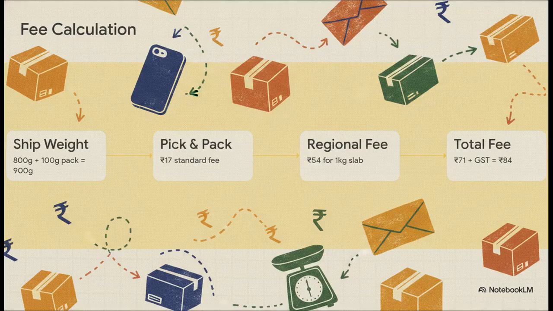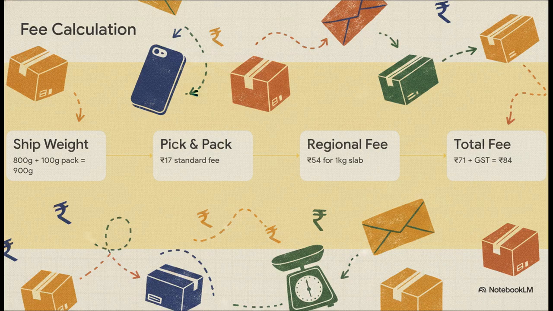Let's move on and see how this builds for a very common everyday item, an 800-gram mobile phone cover that's being shipped regionally by a standard seller. Step 1, we calculate our shipping weight. The cover itself is 800 grams. We tack on 100 grams for Amazon's packaging. That gets us to 900 grams, which safely fits right inside that 1,000-gram or 1 kilo billing slab.